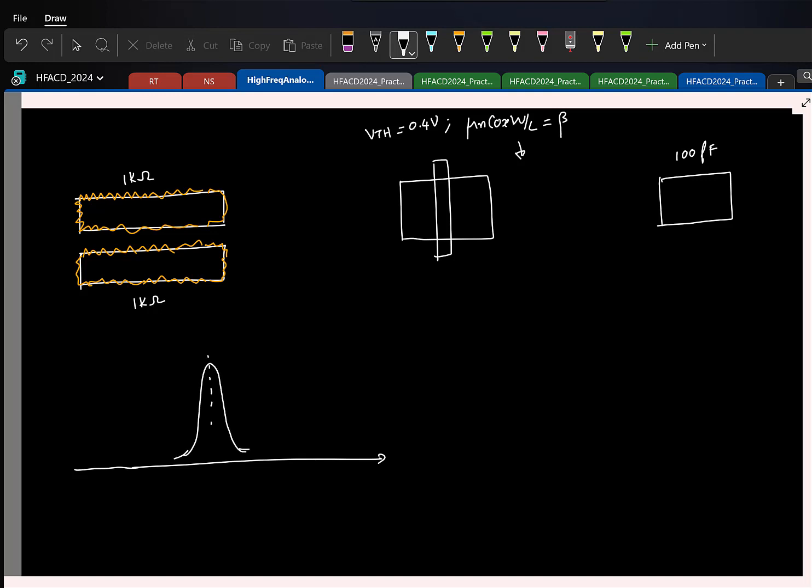And what do you think the mean value of this will be? It's expected to be 1 kilo ohm. Around this you'll have a spread, and this is typically called the random mismatch. Now on top of it, you will also have another kind of mismatch or another variation.